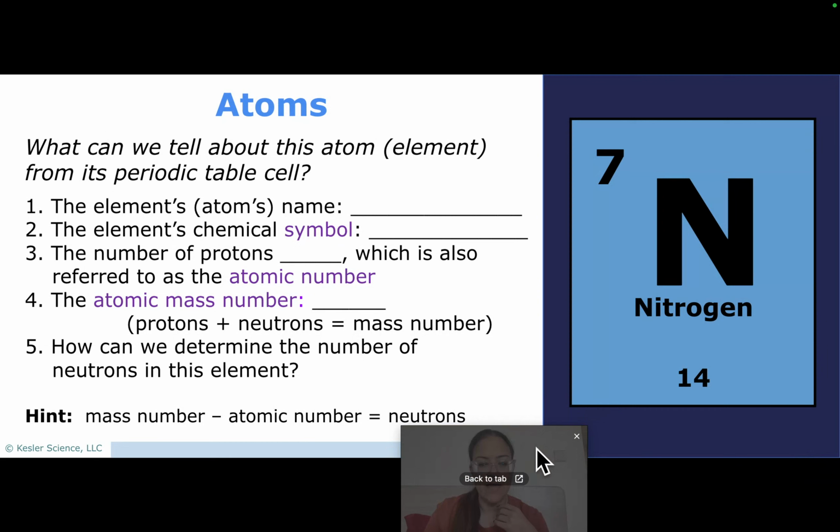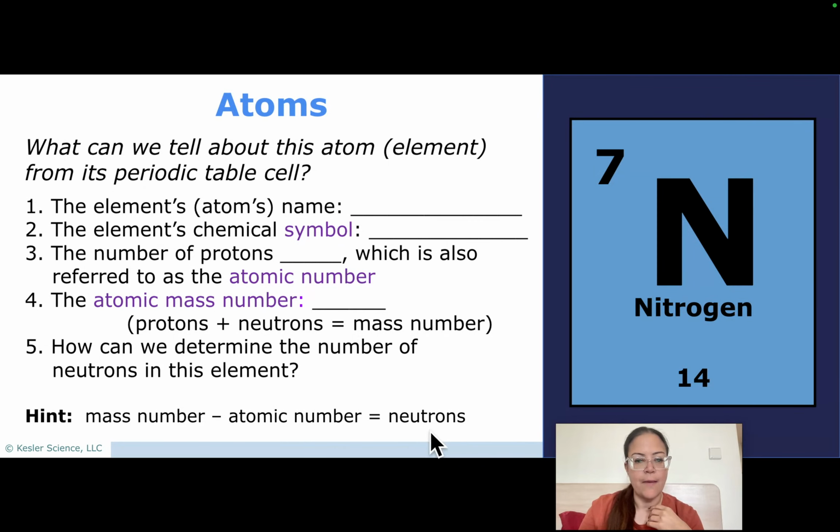Okay, so atoms. What can we tell about this atom from its periodic table cell? So I'm sure you guys have seen all those boxes on the periodic table. They have a letter, they have numbers, they have names. What does this stuff mean? And again, we will go over the periodic table in depth in a week or two. So what can we tell about this atom or element from its periodic table cell?